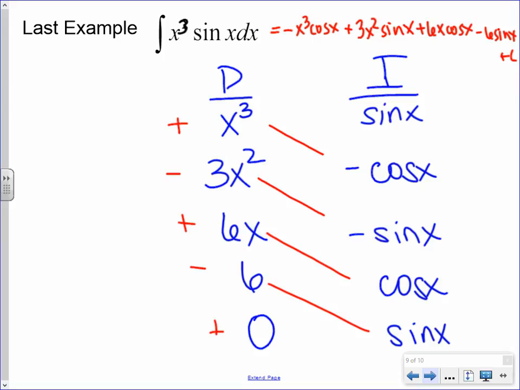Imagine having to do that with integration by parts 3 times, okay? You're going to be a little frustrated.